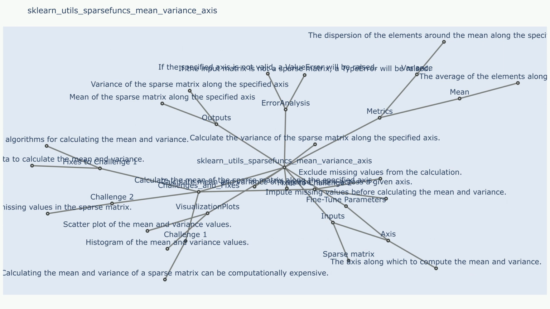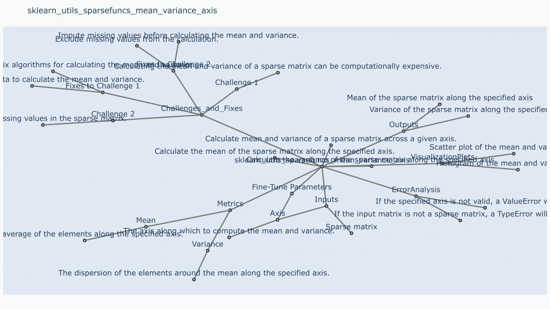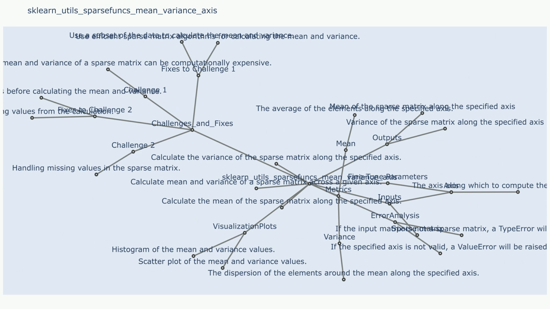Inputs. X, a sparse matrix of shape n_samples, n_features. axis, an integer representing the axis to calculate mean and variance along: 0 for row-wise (sample-wise) calculations and 1 for column-wise (feature-wise) calculations.